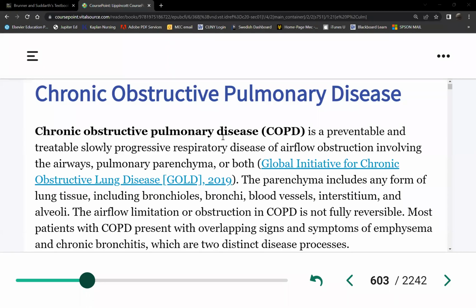There are two COPD conditions. They are emphysema and chronic bronchitis. Acute bronchitis is obviously not COPD because that's acute. We get repeated bouts of acute bronchitis, but that won't leave any lasting damage to the lungs.